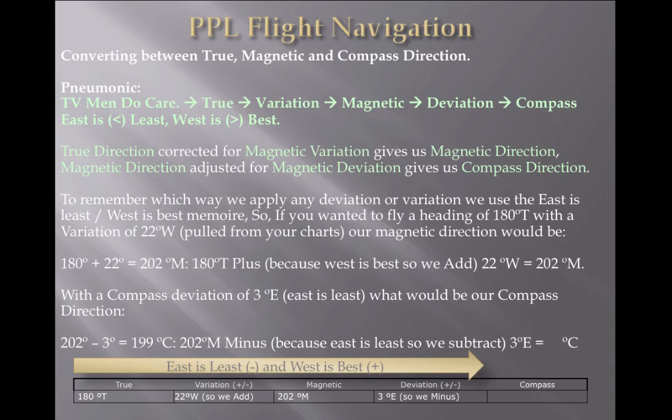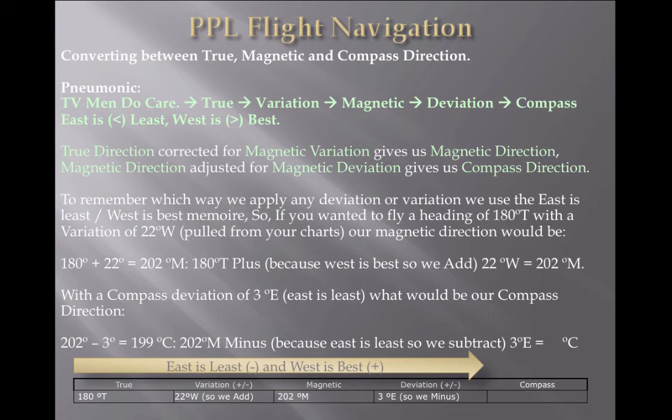Magnetic direction is adjusted for magnetic deviation and gives us compass direction. So, should we be working from magnetic direction and we need to get a compass direction, we need to adjust for magnetic deviation. So we need to know the deviation that's listed on the deviation card in the cockpit. To remember which way we apply any deviation or variation, we use the east is least, west is best aide-memoire.